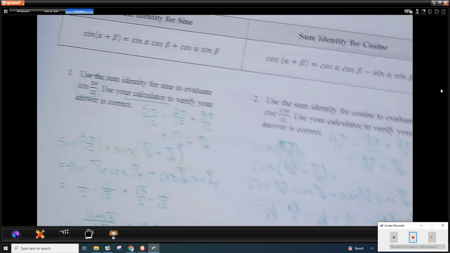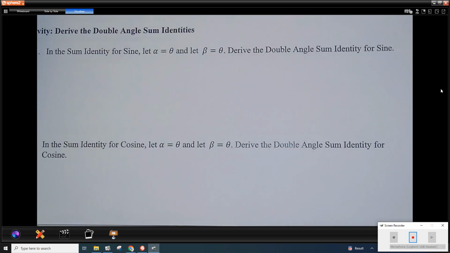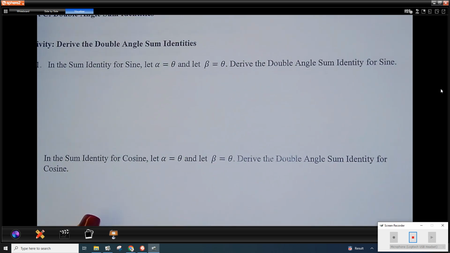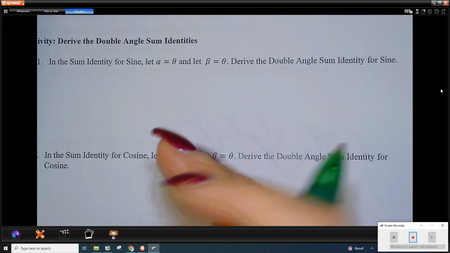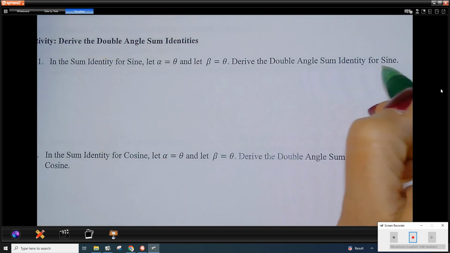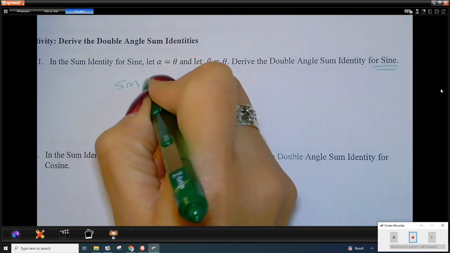Okay, now page 3. Page 3 is deriving double angle sum identities. So double angle means multiplying by 2. So we want to let alpha be theta and beta be theta. They're the same angles. So what does it mean to double? We're going to do this for sine. So we're going to double theta.